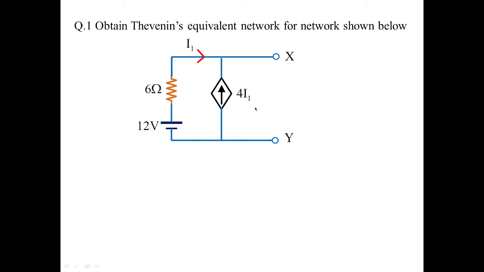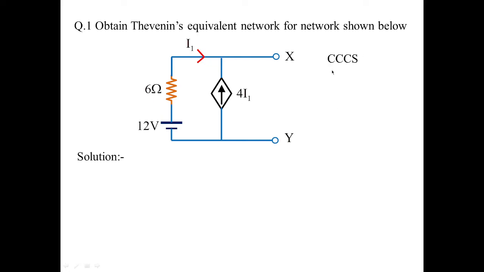So you can see here we have 4I1, which is called a current controlled current source or current dependent current source. This I1 is flowing in 12 volts in series with 6 ohms, and that is the controlling current which is going to control this dependent current source. So let us start with the solution.